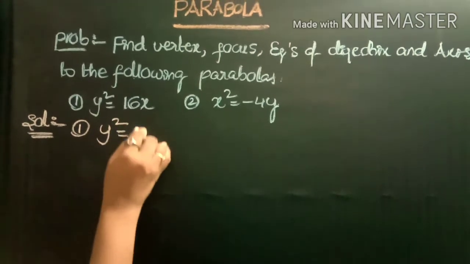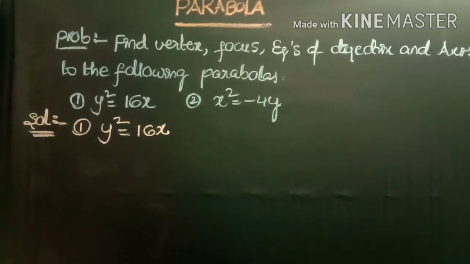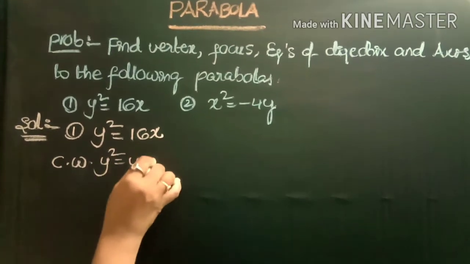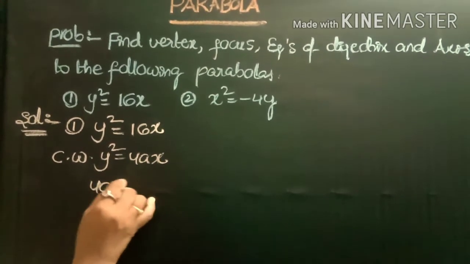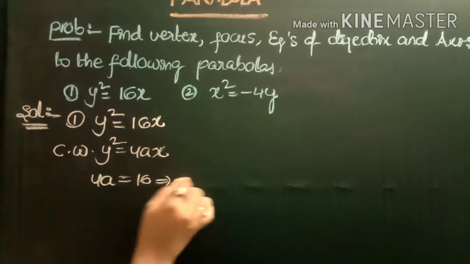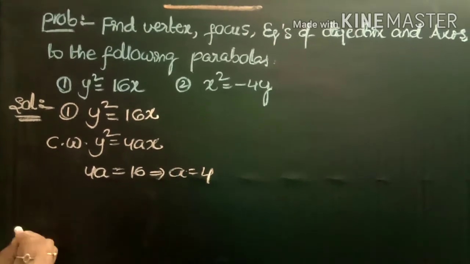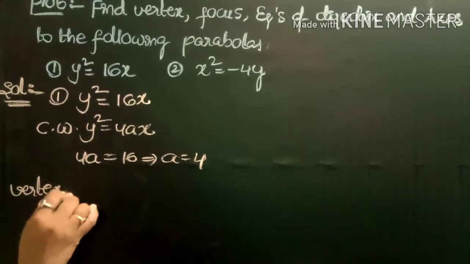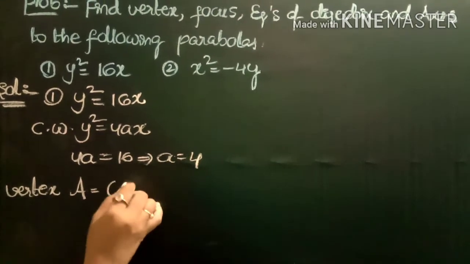Here given that the first problem is y square is equal to 16x. First we compare this equation with y square is equal to 4ax. Then we get the value 4a is equal to 16, then the value of a is equal to 4. Now first what we want is the vertex. Vertex is equal to 0 comma 0.